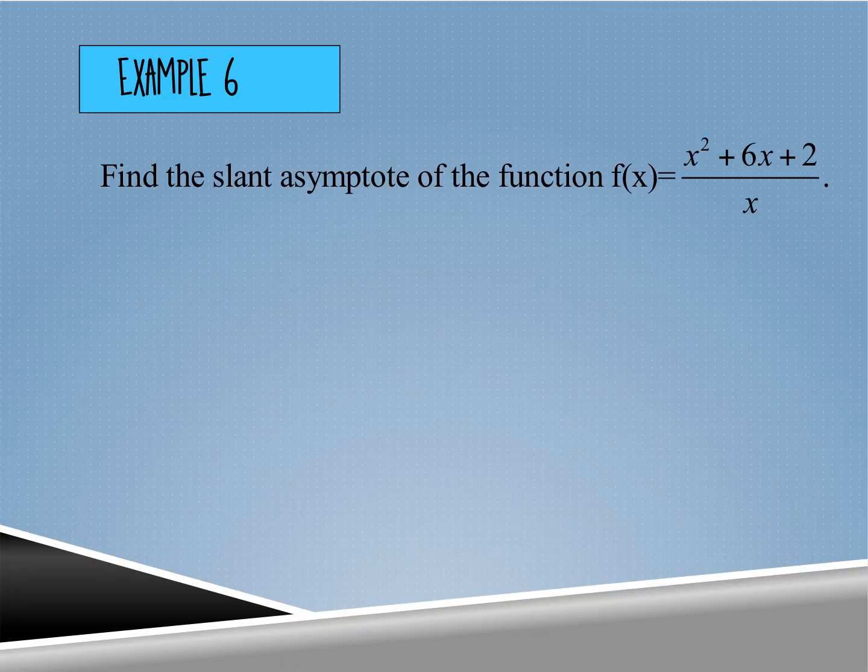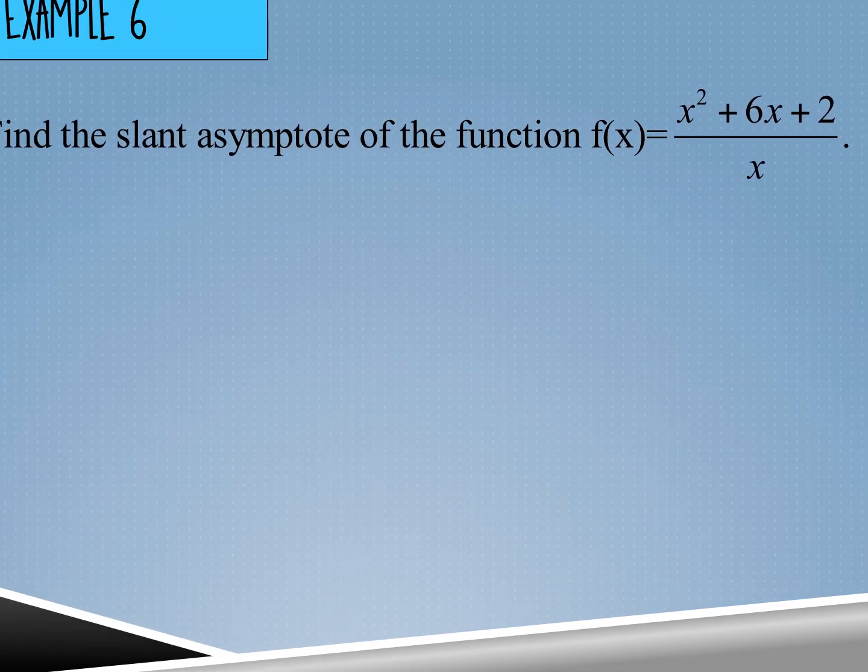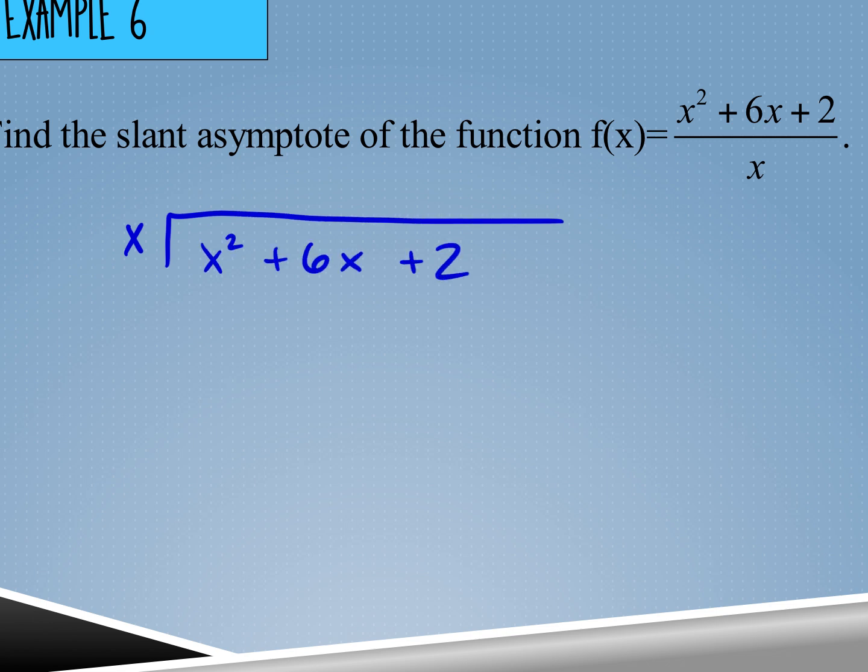So let's take a look at example 6. We want to find the slant asymptote of the function. So we're going to divide. So x goes outside the box. Inside, we've got x squared plus 6x plus 2. Step 1 in division is divide. What's x squared divided by x? x, so I'm going to write that on top of my x term. What's step 2? Multiply. x times x would be x squared. Change the signs and combine, so the x squareds cancel. What's next?